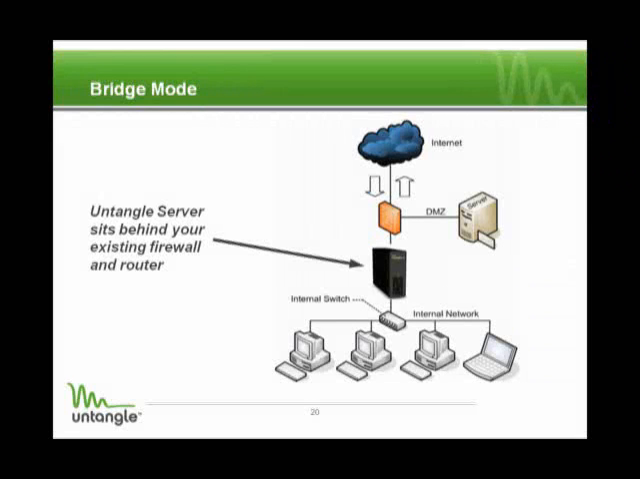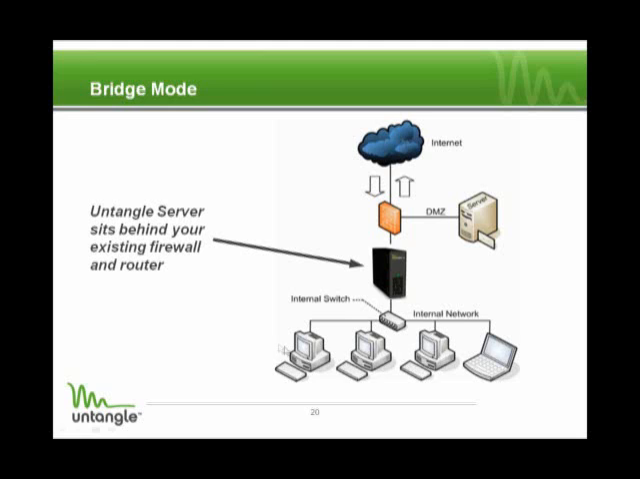If you were installing from scratch, typically you say, well, I've got to install it somewhere between all the hosts and the internet so that Untangle controls exactly what comes into and leaves my network. So one way to do that is a transparent bridge.